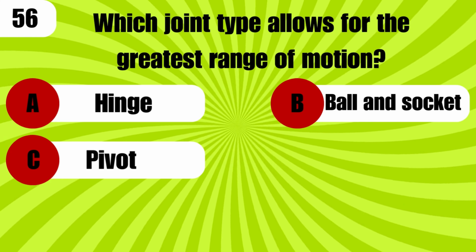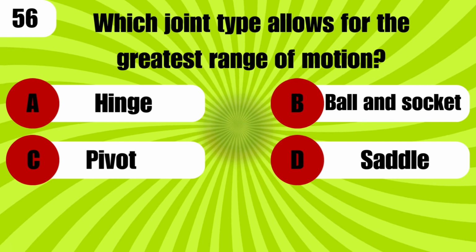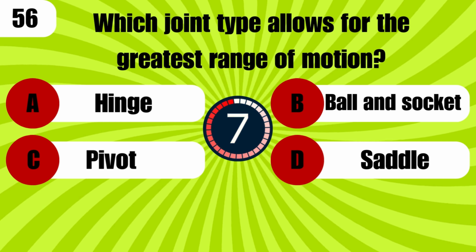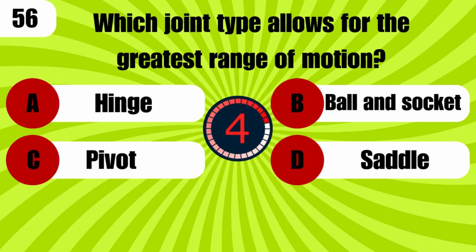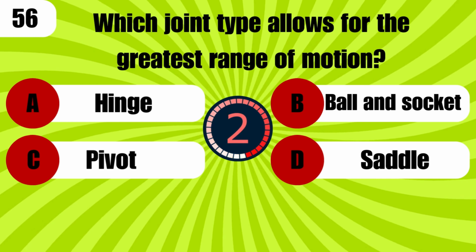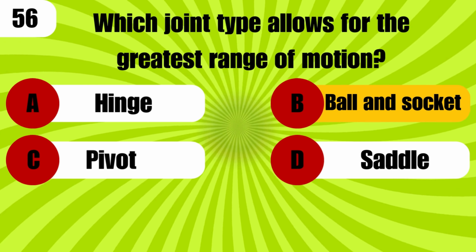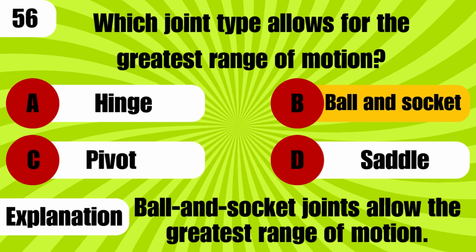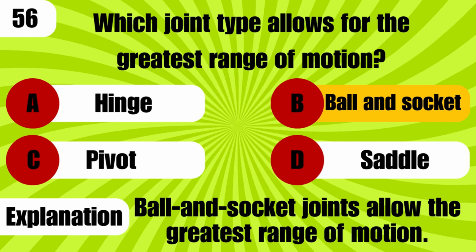Which joint type allows for the greatest range of motion? Option A, hinge. Option B, ball and socket. Option C, pivot. Option D, saddle. The right answer is ball and socket. The ball and socket joint allows the greatest range of motion.